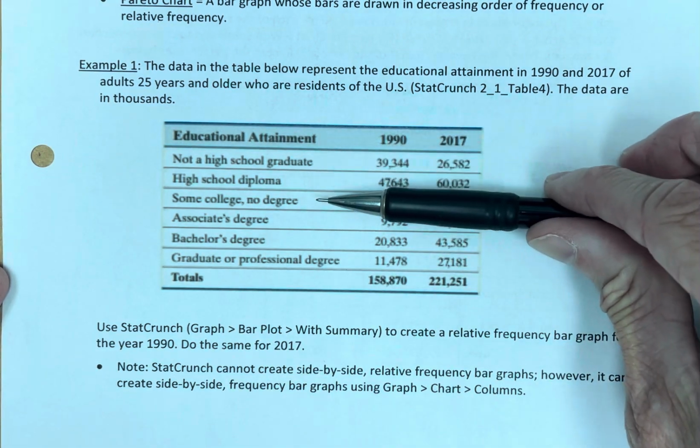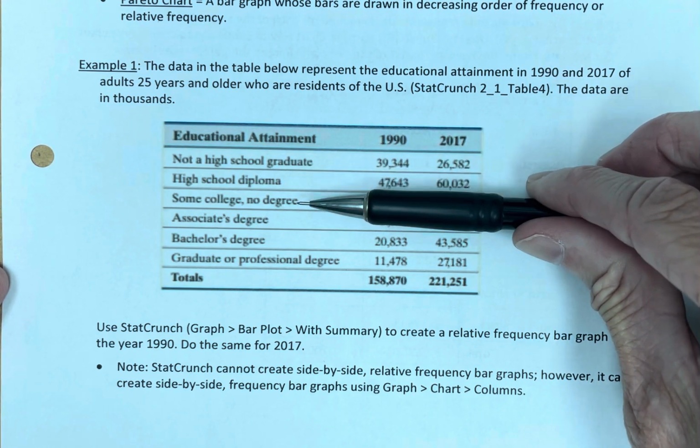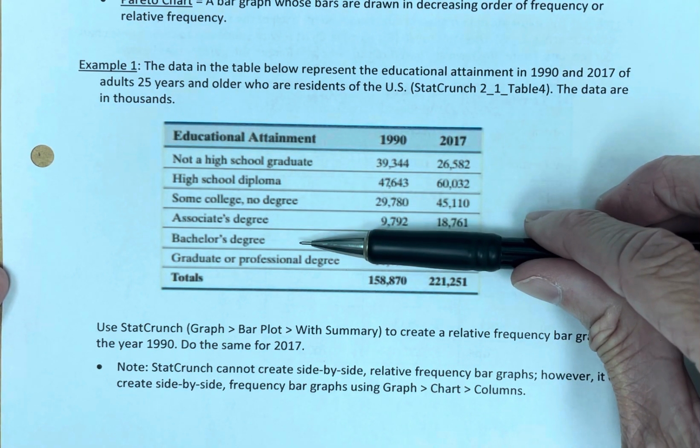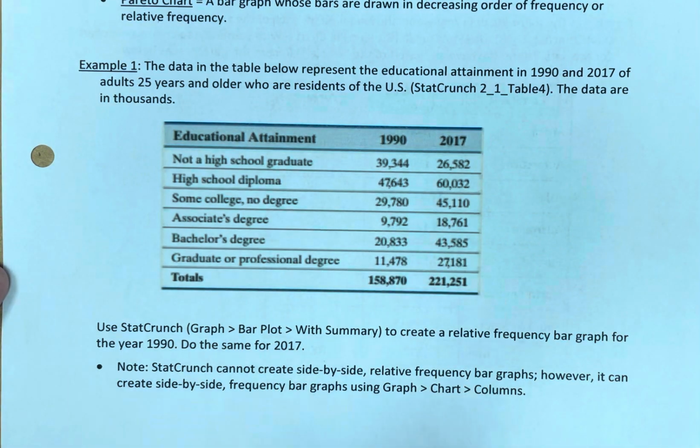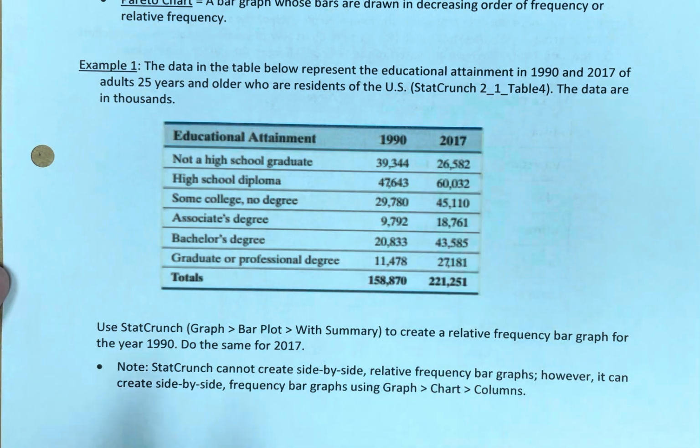And then you can see our categories: not a high school graduate, or a high school graduate, some college, associate's degree, bachelor's degree, and graduate degree. And here are the totals for the number of people they looked at in these 2 years. Let's use StatCrunch. And it's going to be the graph bar plot with summary to create a relative frequency bar graph for the year 1990. And we'll do the same thing for the year 2017.